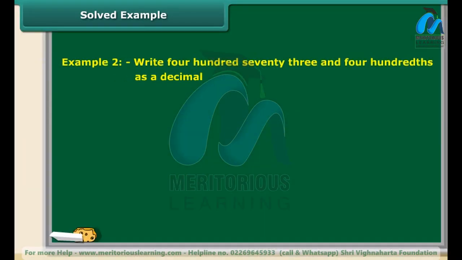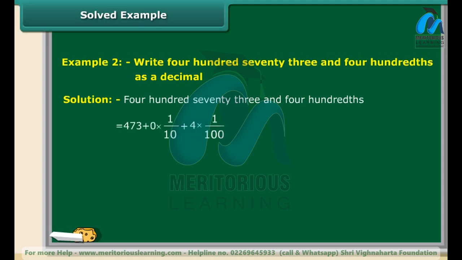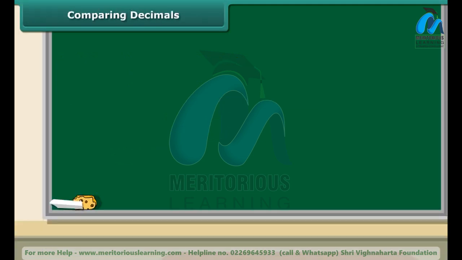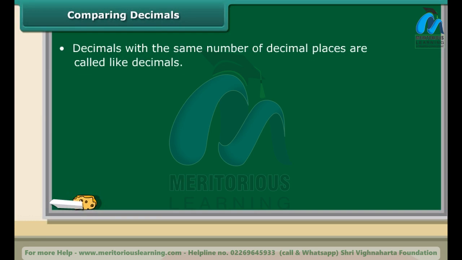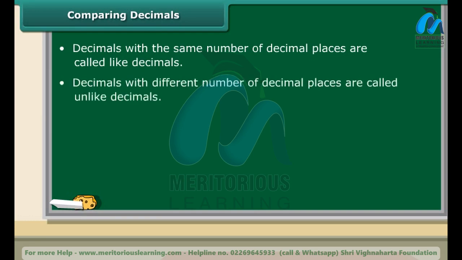Let us solve one more question. Write 473 and 4 hundredths as a decimal. In this number, 473 is the whole part. The decimal part is 4 hundredths, which can be written as 0.04. So the number is 473.04. Decimals with the same number of decimal places are called like decimals, and decimals with different number of decimal places are called unlike decimals.